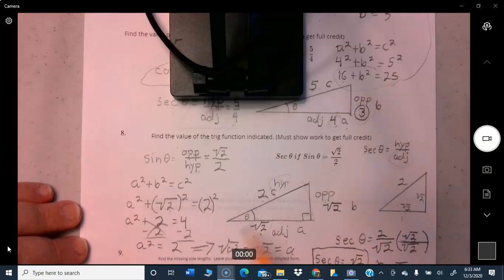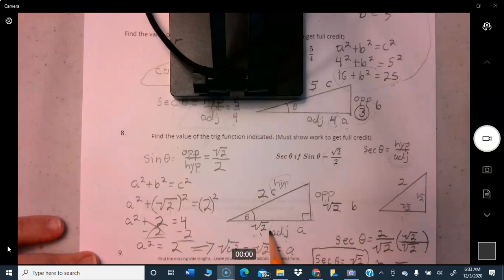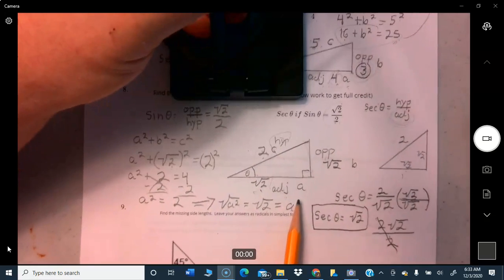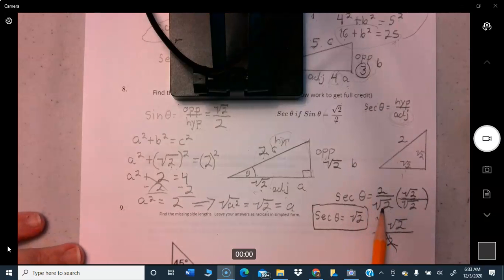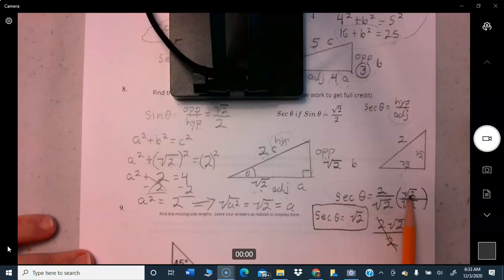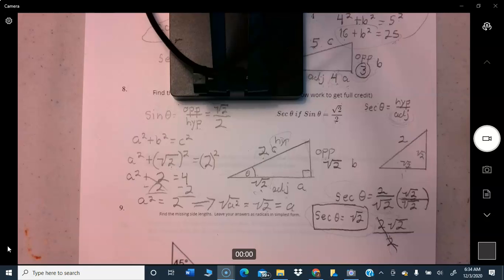We did all that over here, and we figured out that this side a is the square root of 2. It turned out to be the same as this side. So that's the adjacent. So the secant is going to be the hypotenuse, which is 2, over the adjacent, which is the square root of 2. So I came down here and did that: hypotenuse over adjacent, and that was secant of theta. Problem is, you're not supposed to leave a square root or any kind of root on the bottom of a fraction. It's just the rules of math. So the way you get rid of it is you multiply top and bottom by the square root of 2. On the top, that gives you 2 times the square root of 2. On the bottom, the square root of 2 gives you 2. And that top 2 and that bottom 2 cancel. So your final answer is secant theta equals the square root of 2.